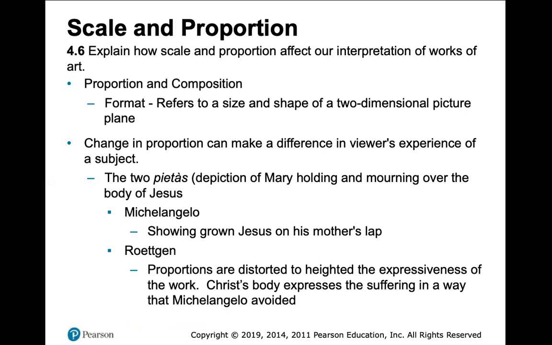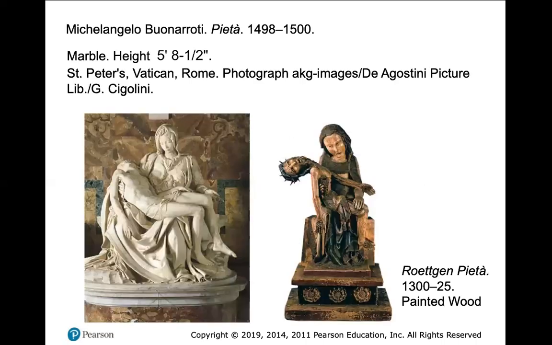And Christ's body expresses the suffering in a way. This one expresses suffering here on the right in the way that Michelangelo's avoided. So the artist here has altered proportion, but he's doing that intentionally again. And then on this other one, we see the way that Michelangelo has altered the proportion of his marble Pieta sculpture is that if Mary were to stand, I believe she would be over 8 or 9 feet tall, but he did that so that Jesus could fit in her lap.